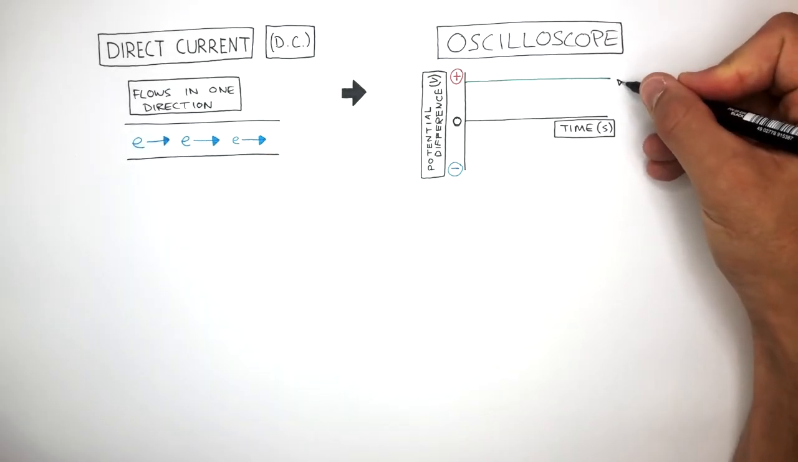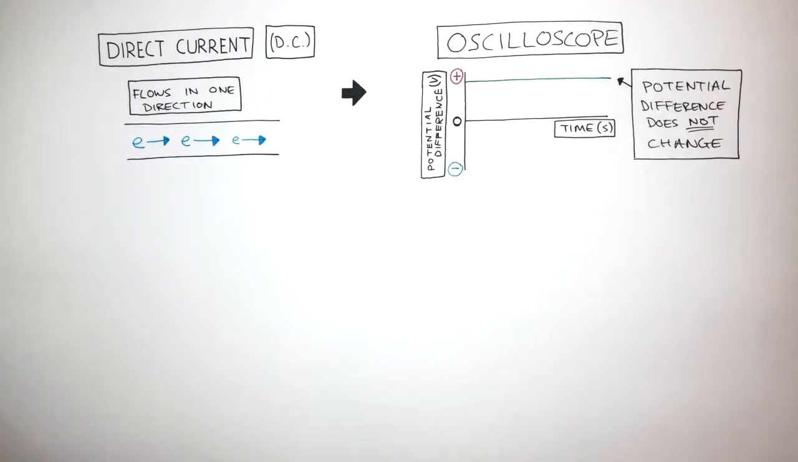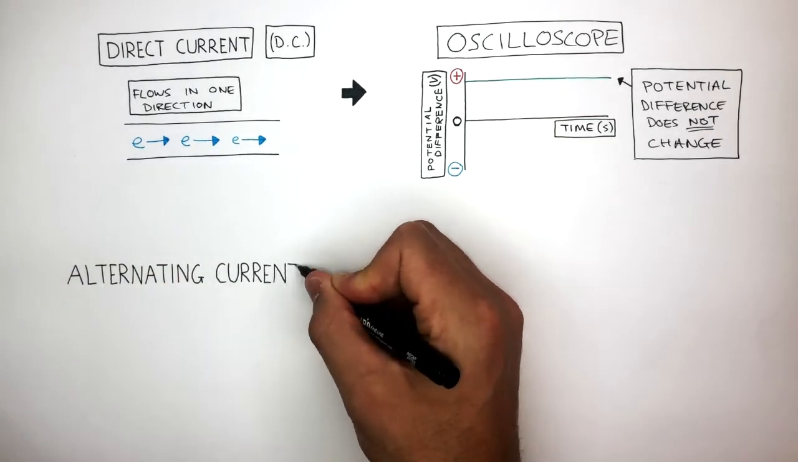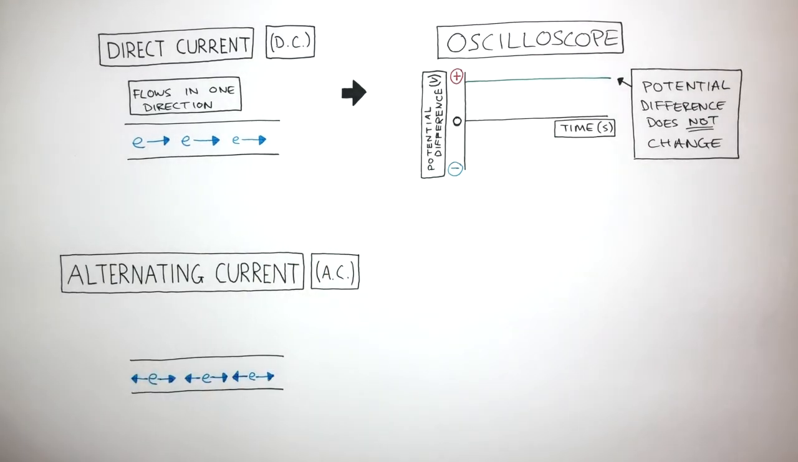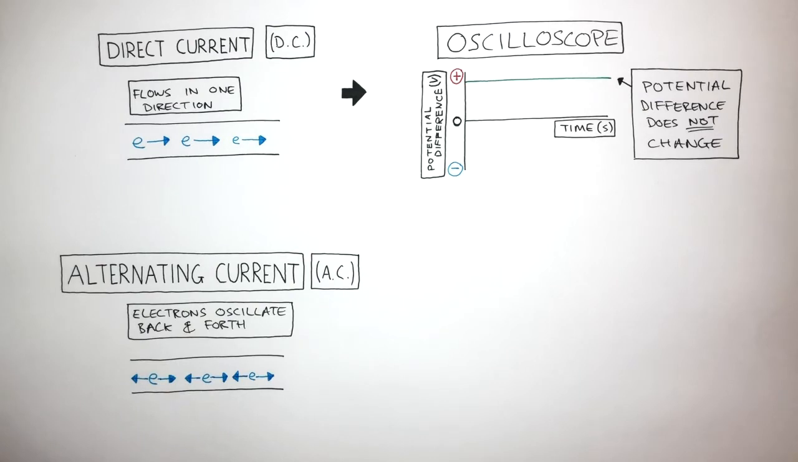As the line is flat, it shows how the potential difference does not change, whereas an alternating current, known as AC, is where the electrons oscillate back and forth. They do this repeatedly, constantly changing direction. The electrons never actually flow around the circuit. The energy is transferred as the electrons oscillate back and forth.